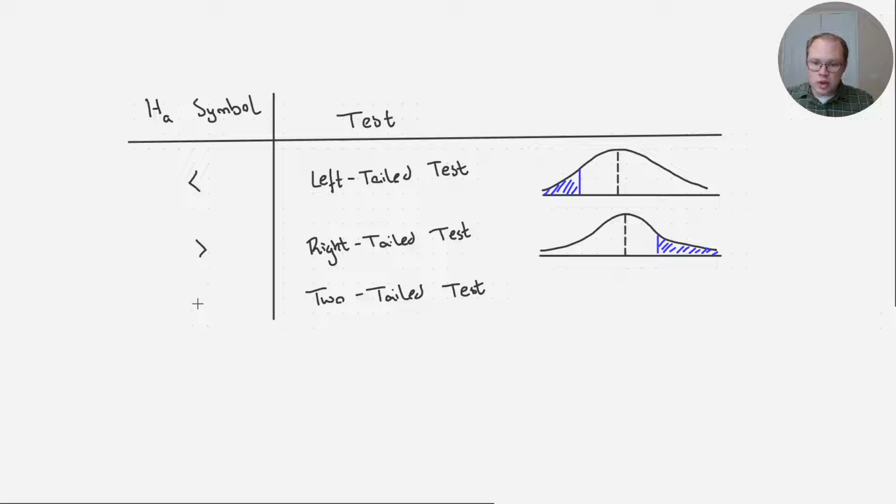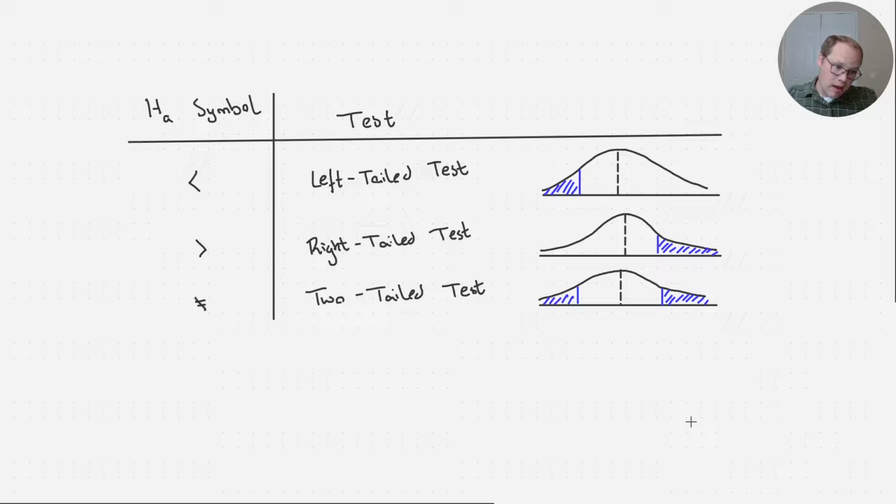And sometimes we just want to know if the population parameter is just different than what the null hypothesis claims it is. Okay? If it's just not equal to, then we do a two-tailed test, because all we're interested in is whether the population parameter is different than what the null hypothesis claims. And so it could be smaller or it could be bigger. And so we look in both tails to see if that population parameter could be far enough away from what the null hypothesis claims to be able to conclude that the alternative hypothesis is true.